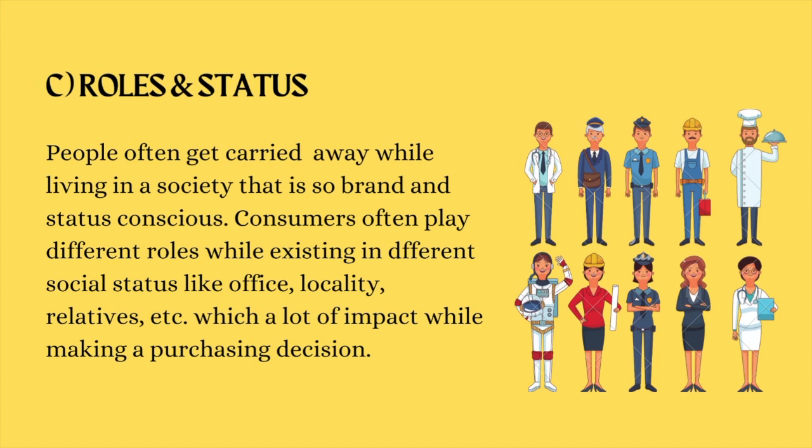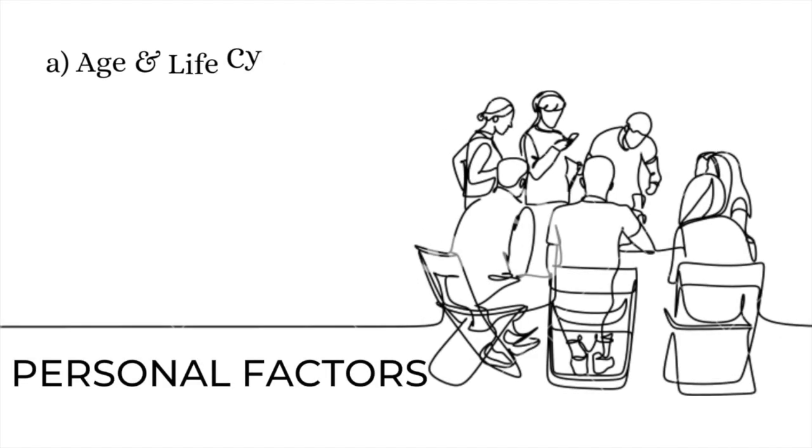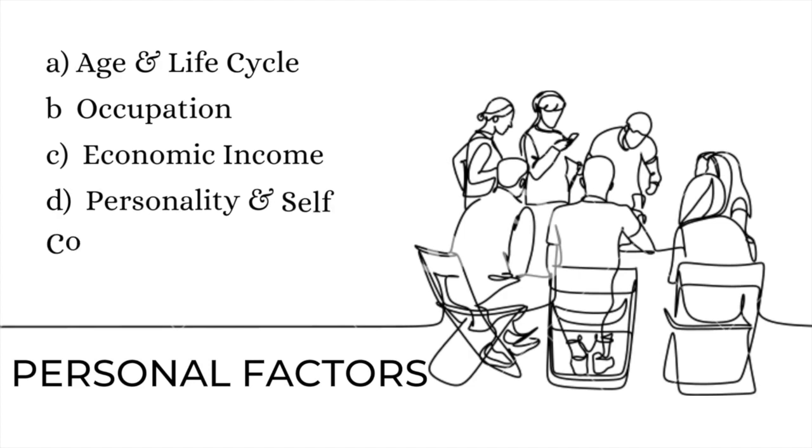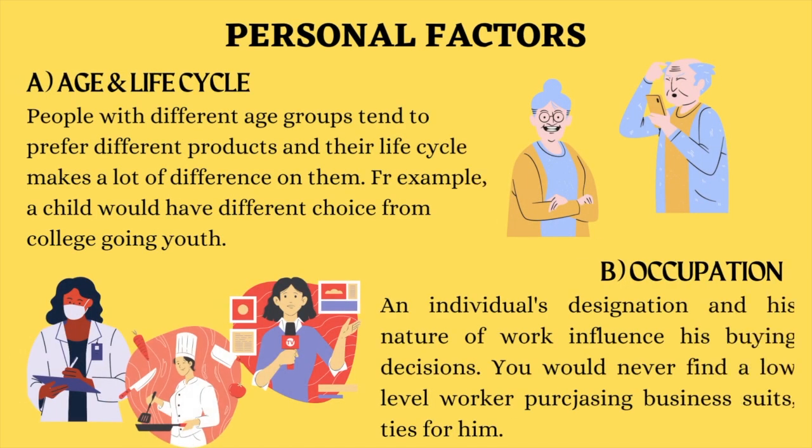Then comes the personal factors, right? So what are the personal factors that affect us buying is, first and foremost, the age and the life cycle, right? For example, a teenager would have a different preference than a retired person, right? A female would have a different choice for purchasing things than the working woman. A household woman would have different purchasing decisions, right? So that is about the age and the life cycle.